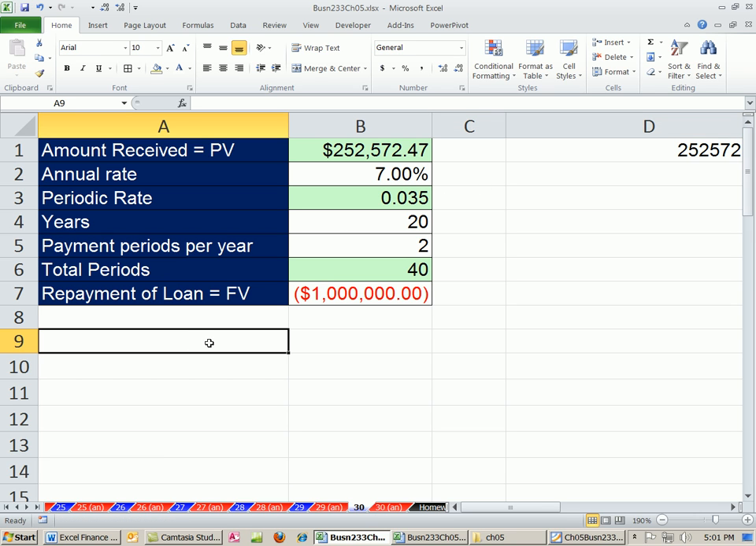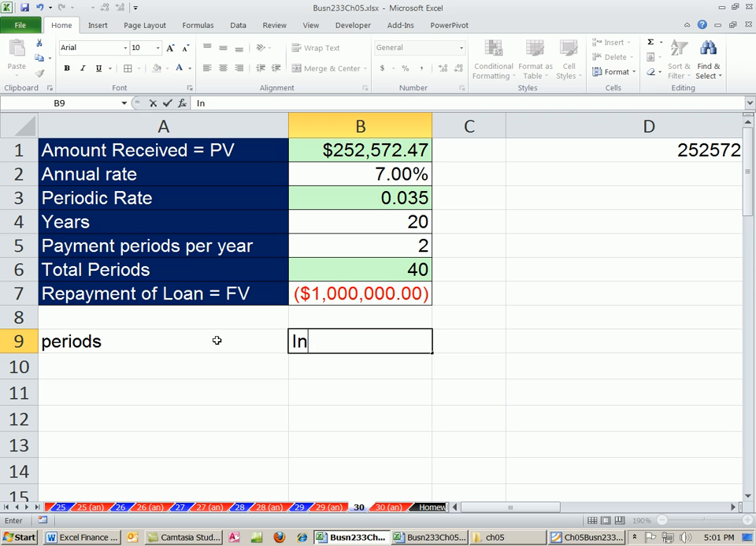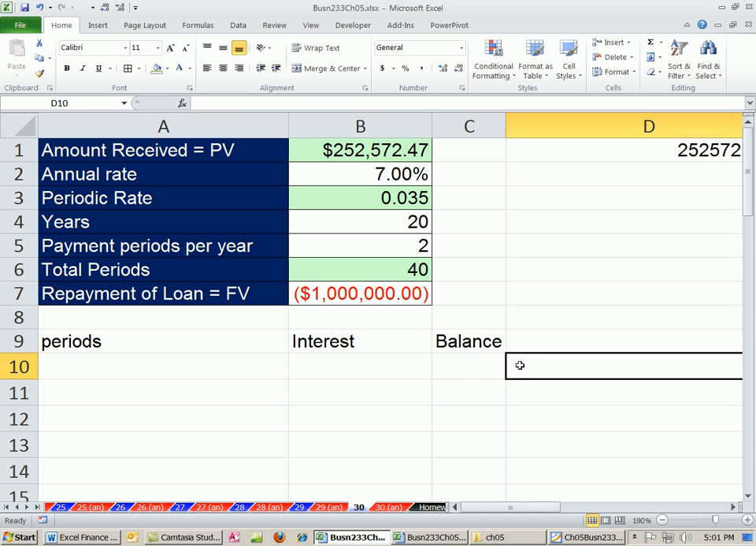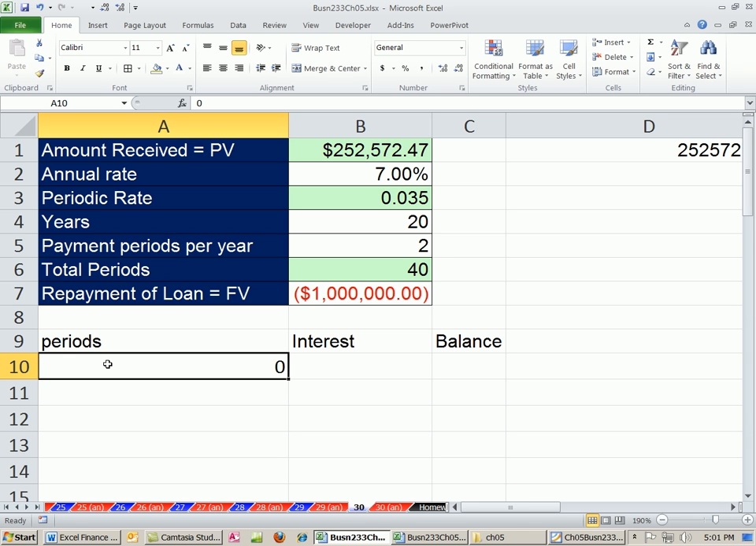Now I want to build a quick amortization table just to see what's going on here. Periods, interest, and balance. Remember, in earlier amortization tables, we had a column for principal reduction, but here we only have interest. There's never any principal reduction. The interest is just added to the balance. Now at time 0, we need a time 0, and I want to do that trick again. It's a totally cool trick. We need to go from 0 to 40.